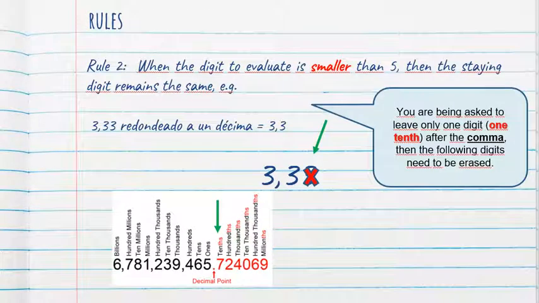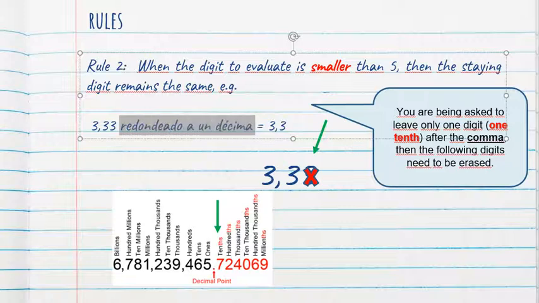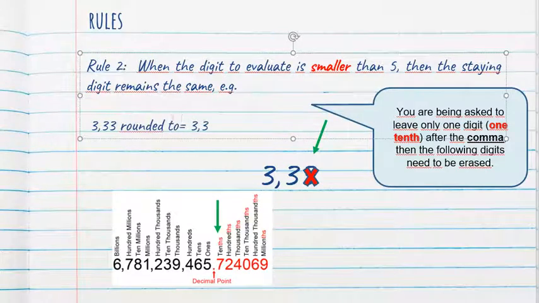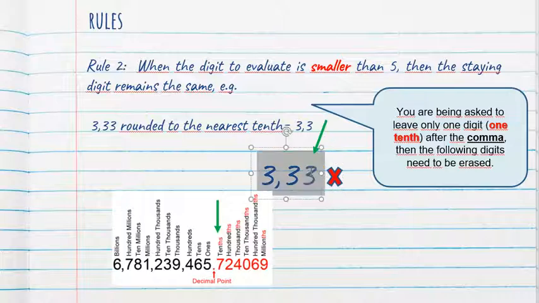Rule number 2. When the digit to evaluate is smaller than 5, and ojo, I'm not saying 5 or smaller than 5. I'm just saying smaller than 5. Then the staying digit remains the same. Example: 3.33 rounded to the nearest tenth is 3.3. Why? Because the number you're going to delete is lower than 5. Therefore, you delete it, but nothing happens to the previous one.